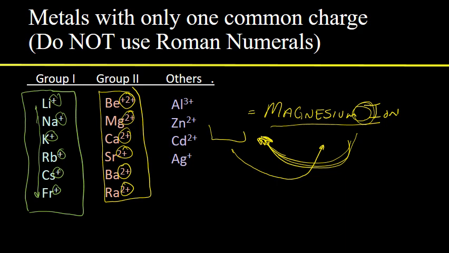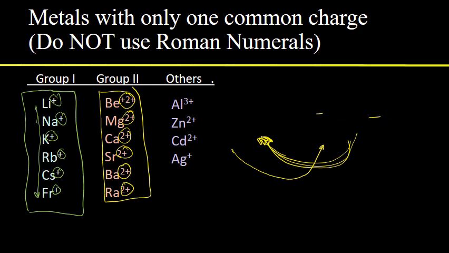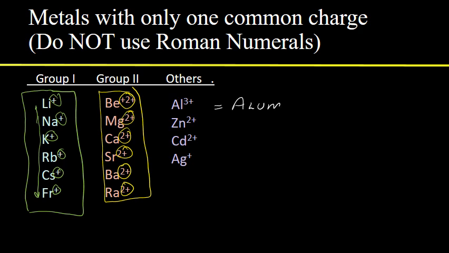All right, then there are 4 others, 3 transition metals and 1 from the P block, which are just sort of randomly selected. And these are things that just happen to have only one common charge. And because they only have one common charge, in naming them, we don't include the Roman numeral. So aluminum with 3+ charge is just called an aluminum ion. Zinc with a 2+ charge is a zinc ion.